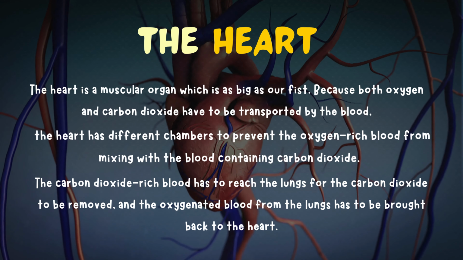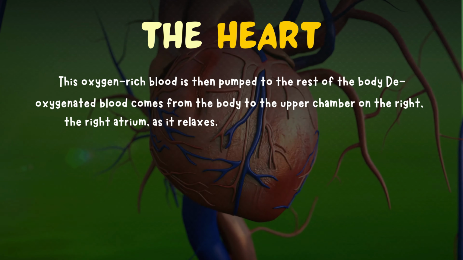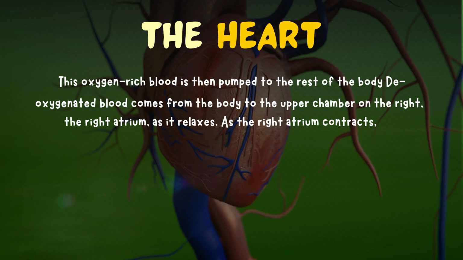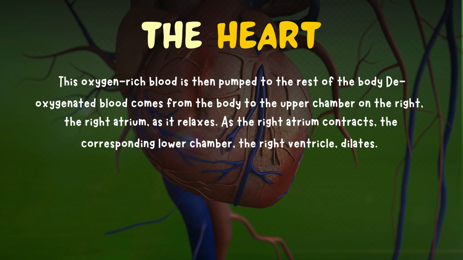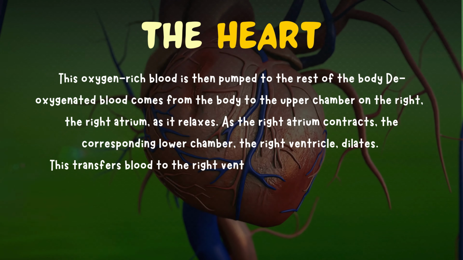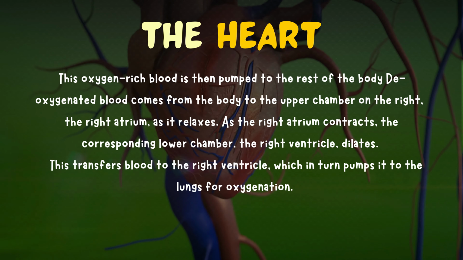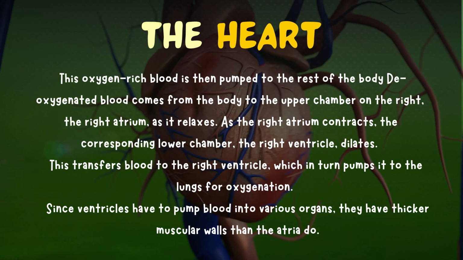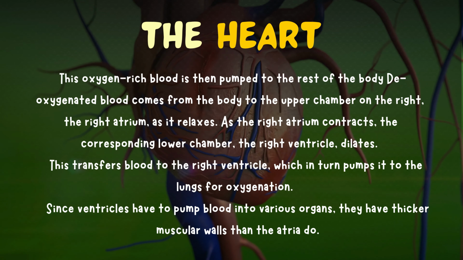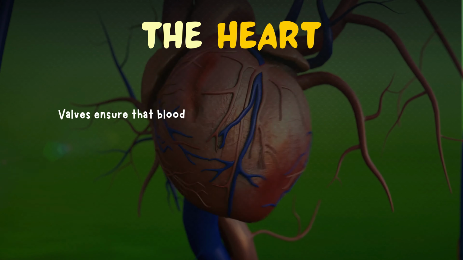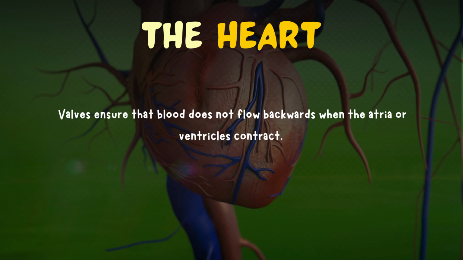Deoxygenated blood comes from the body to the upper chamber, the right atrium, as it relaxes. As the right atrium contracts, the corresponding lower chamber, the right ventricle, dilates. This transfers blood to the right ventricle, which in turn pumps it to the lungs for oxygenation. Since ventricles have to pump blood into various organs, they have thicker muscular walls than the atria do. Valves ensure that blood does not flow backwards when the atria or ventricles contract.